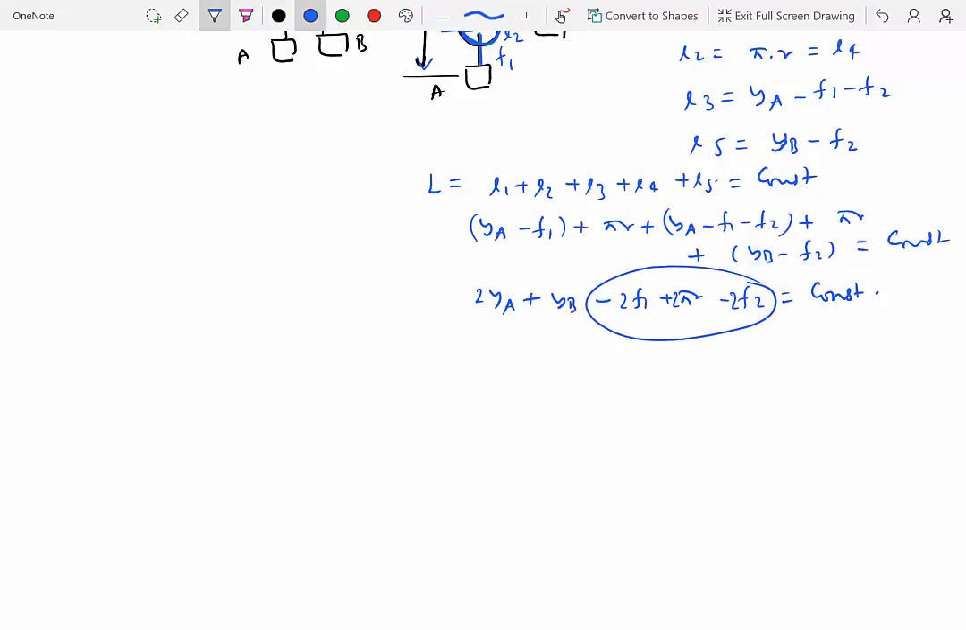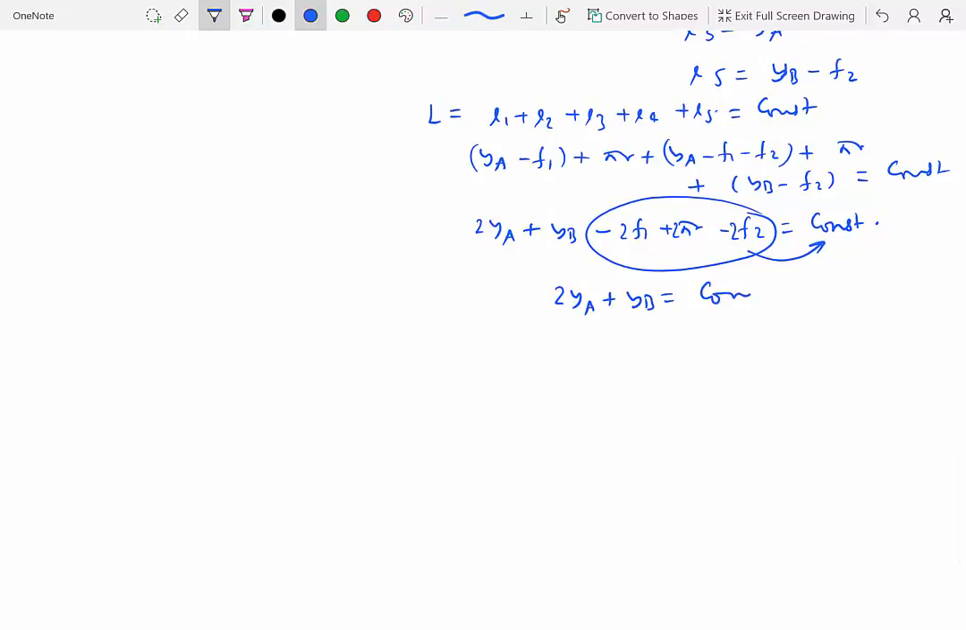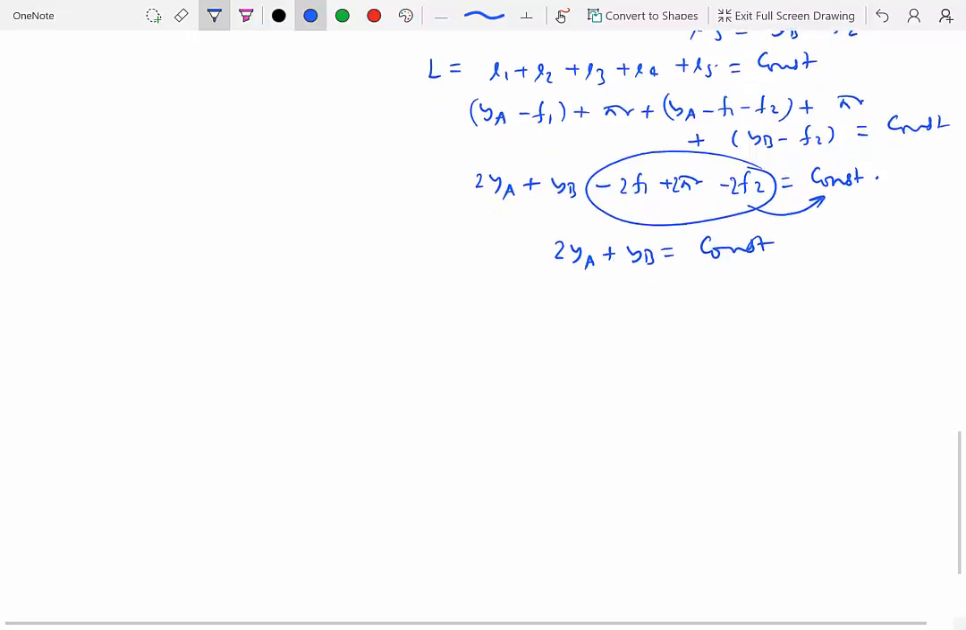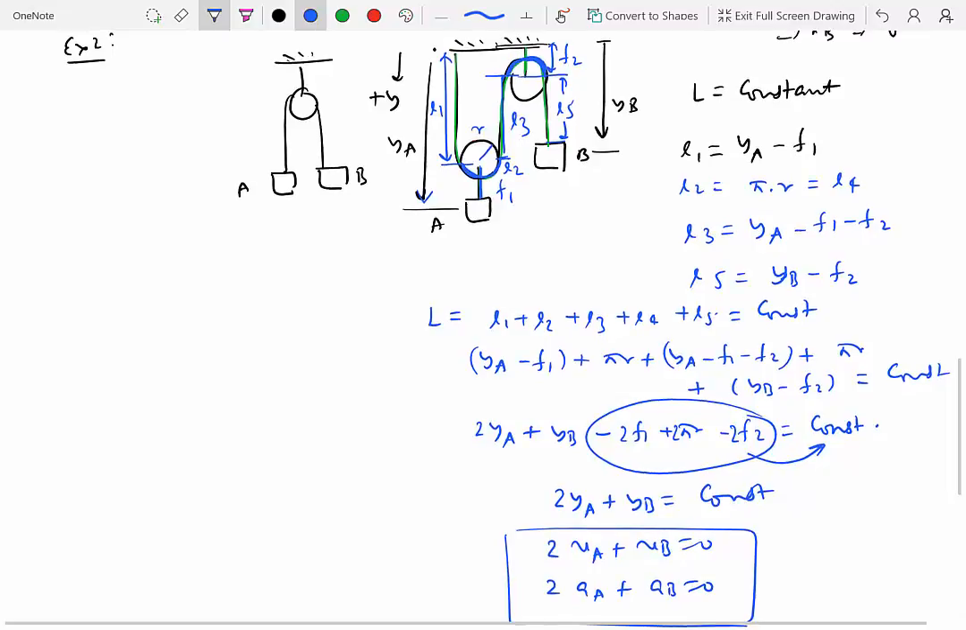So this constant can be taken to the other side, and the right hand side would still be a constant. So we will be left with 2YA plus YB equal to some constant. It could be a different constant, but it doesn't matter. This is at some constant length. If it is 5 inches, it's always 5 inches. Now we can differentiate it, and we get 2 velocity of A plus velocity of B equal to 0. We differentiate once more, and we get 2 acceleration of A plus acceleration of B equal to 0. And that's the relative motion analysis that we wanted to perform on this particular block and tackle system.